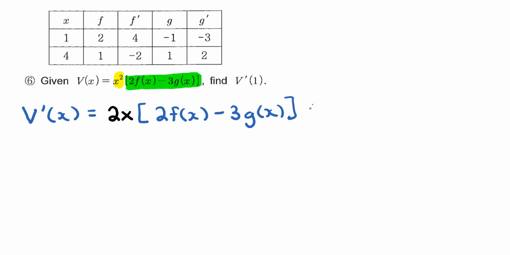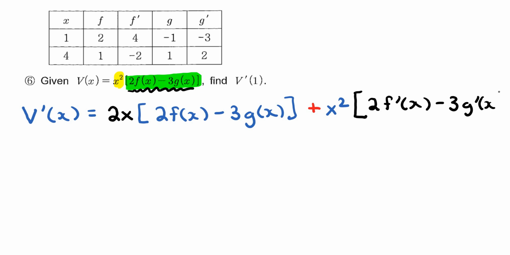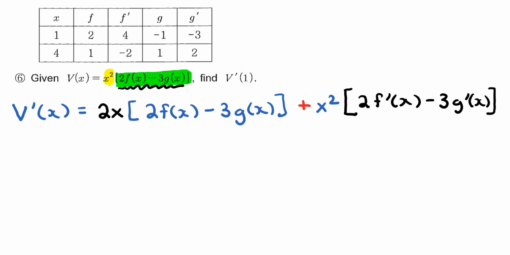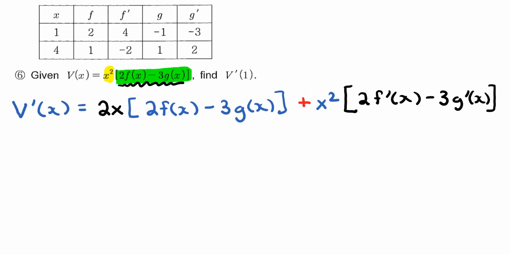And then the product rule states I need to add. And then I'm going to add the first term, which is just x squared. And then I need to take the derivative of this expression right here. Now let's put square brackets around that. And this one's not too bad because it's really just 2 times f prime of x minus 3 times g prime of x. So make sure you're pretty good in terms of taking care of derivatives when you have constants. You can leave the constants in front and just take the derivatives of the functions.